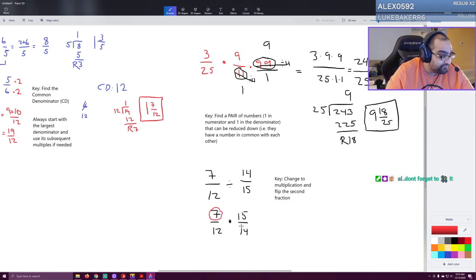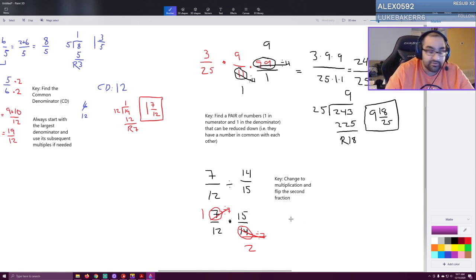So 7 and 14 here, I'm going to circle in red. Again, they do have a number in common that we can divide out by. And in this case here, that happens to be just 7. So we're going to divide each one by 7, and then let's see what we get. So we get 7 divided by 7, that's 1, so that's fine. And 14 divided by 7, which is 2, so that's fine. All right, so we paired that out, no problem.